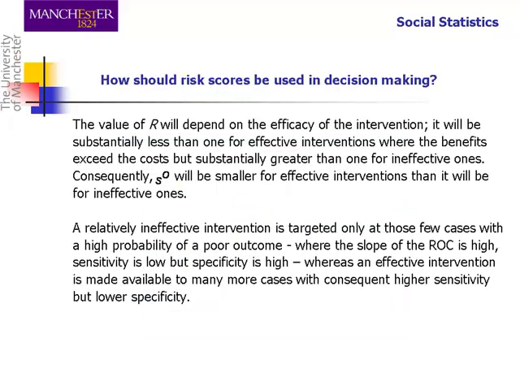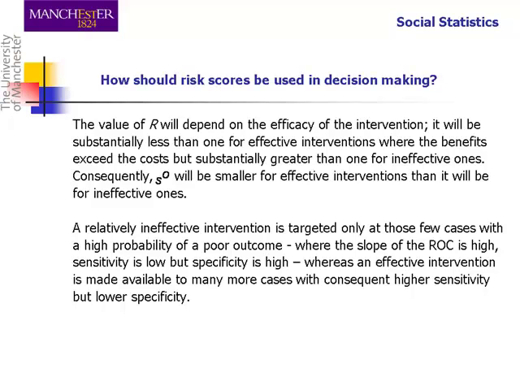The value of R is going to depend partly on the efficacy of the intervention. It's going to be substantially less than 1 for effective interventions, where the benefits exceed the cost, but substantially greater than 1 for ineffective ones. So the optimum slope is going to be smaller for effective interventions than it will be for ineffective interventions.